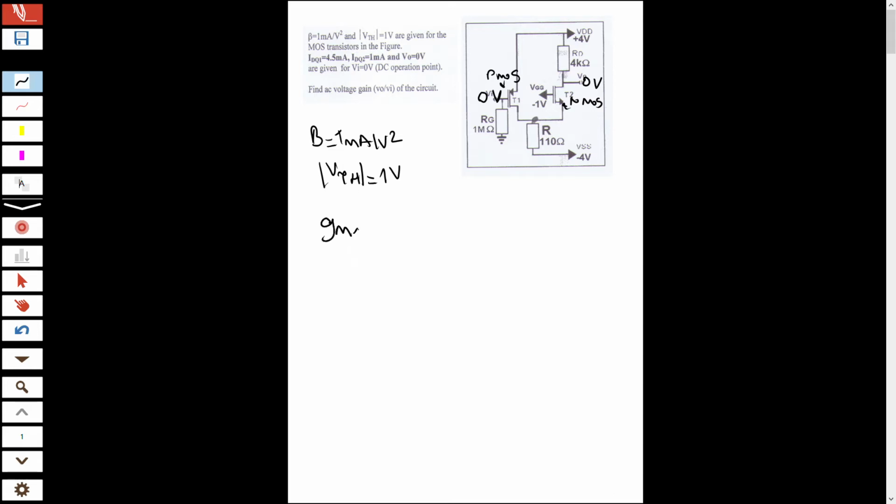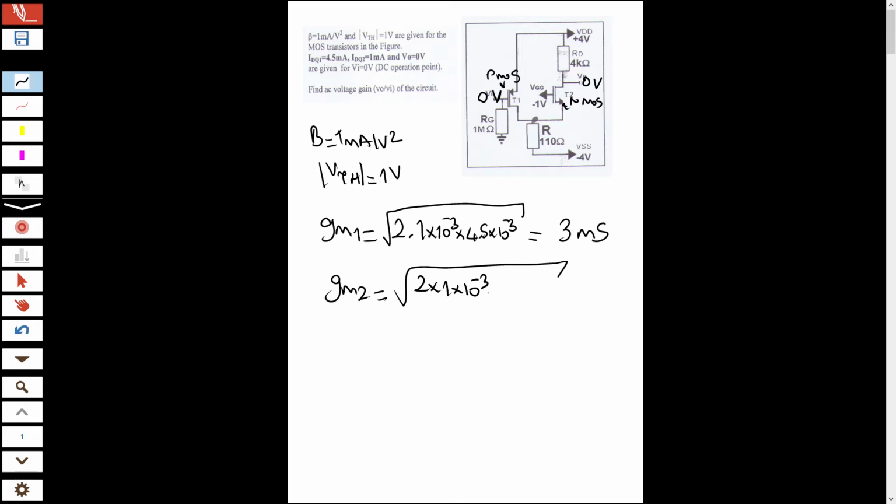For passing to AC analysis, we should find the GM values. What is GM1? 2 times Kn times, and Kn is 1 milliampere per volt square, times ID, which is 4.5 times 10 to the minus 3. And here GM1 equals 3 millisiemens, GM2 equals 2 times Kn times ID2, with ID2 being 1 times 10 to the minus 3, which is 1.41 millisiemens. Okay, my DC analysis is done, guys.